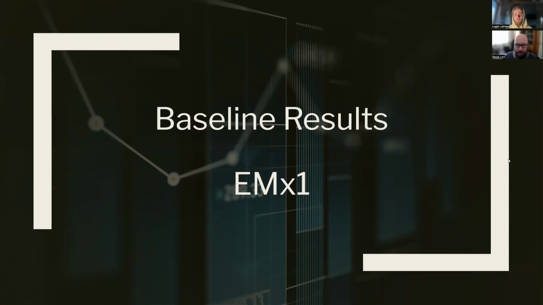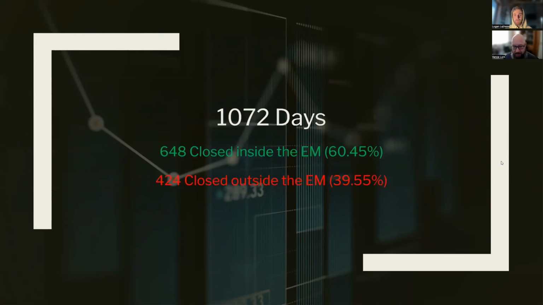So when we look at our baseline results for just the expected move, there were 1,072 days. There were 648 days where we closed inside the expected move, which is 60% of the time. There were 424 days where we closed outside the expected move, which is 39.55% of the time.